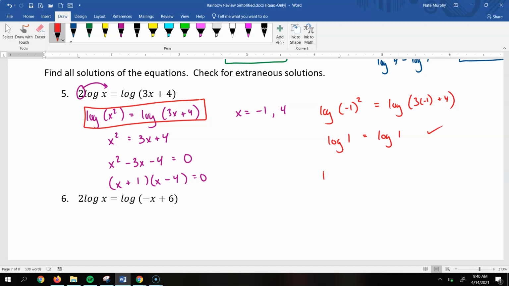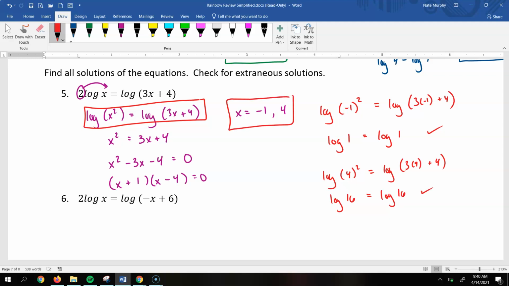Okay, so now let's check when x is 4. So we'd have 4 squared. We want to see, does that equal the log of 3 times 4 plus 4? So 4 squared is 16, so we get log of 16. On the right side, we get 3 times 4 is 12, and 12 plus 4 is also 16. So that also checked out, because both sides are the same. So that means that both of those are actual solutions to that equation.